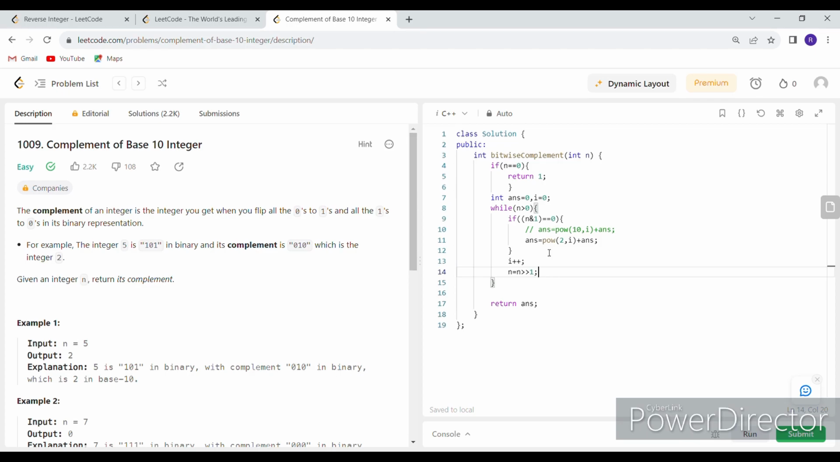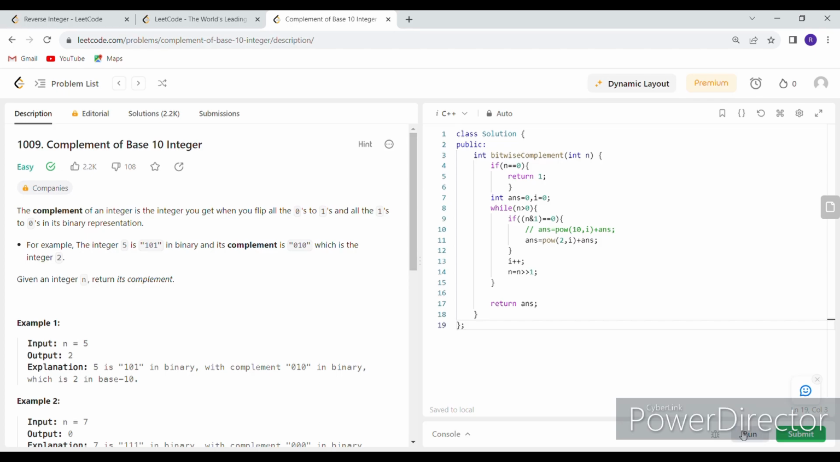We are again comparing whether it is 0 or 1. If it is 0, we know that it will be converted into 1 after we take a complement, so we are taking the power of 2 and then adding it to the answer. And we are incrementing I, the value of I will say what we need to raise 2 to. So in this way we are solving this question to find the complement of base 10 number.